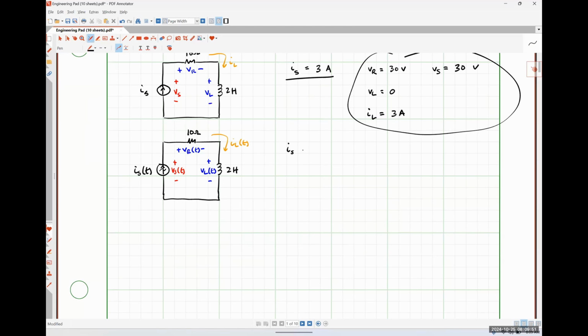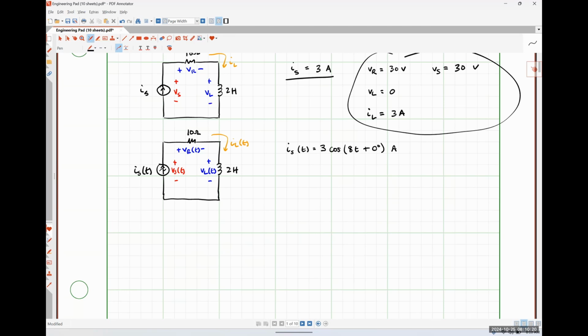So for a steady state sinusoidal signal, we are going to say that IS of t, let's make that 3 cosine 8t plus 0 degrees amps. So I'm explicitly choosing a phase angle of 0 degrees here. I just want to mention it, okay?